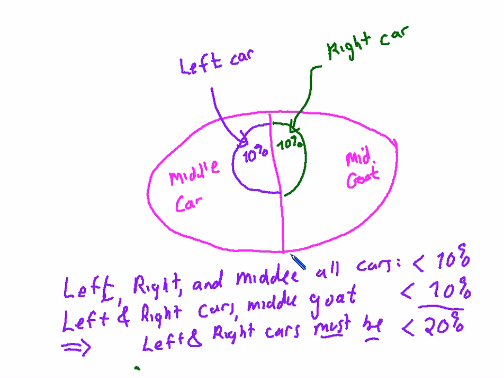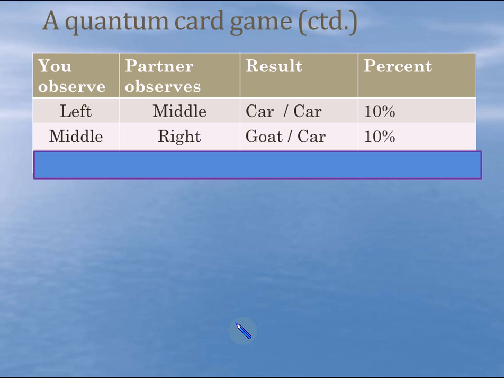And I'm not pulling a trick on you. This is perfectly valid mathematics. You can think about it, work it out. But this is actually true. If things are going as we think, there should be less than 20% of the time that you get left and right cars. But that's not what happens.